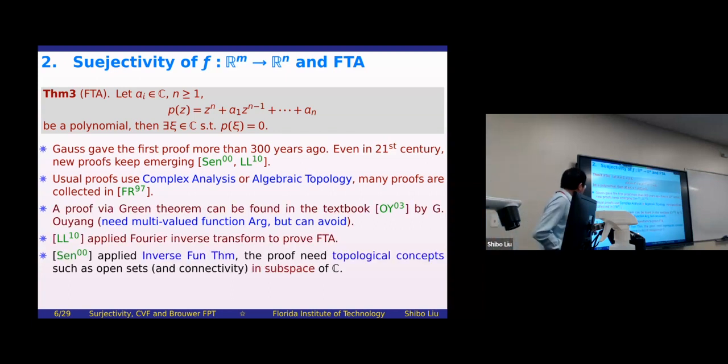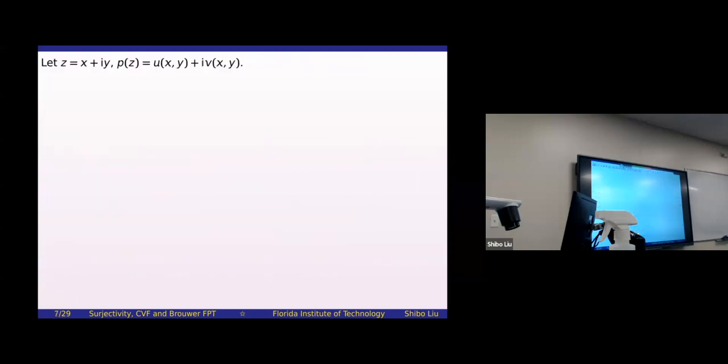Our work is motivated by the work of Stern in 2000, who used the inverse function theorem to give a proof of the fundamental theorem of algebra. But the proof relies on some topological concepts. In particular, open subsets in a subspace, a subset of the complex plane considered as a subspace of the complex plane. Then you need to work with the open subset and the connectivity in that subspace. Therefore, this is somewhat not convenient for some students studying topology. Therefore, we want to avoid such subspace topology. That is our motivation. We want to stick to real analysis.